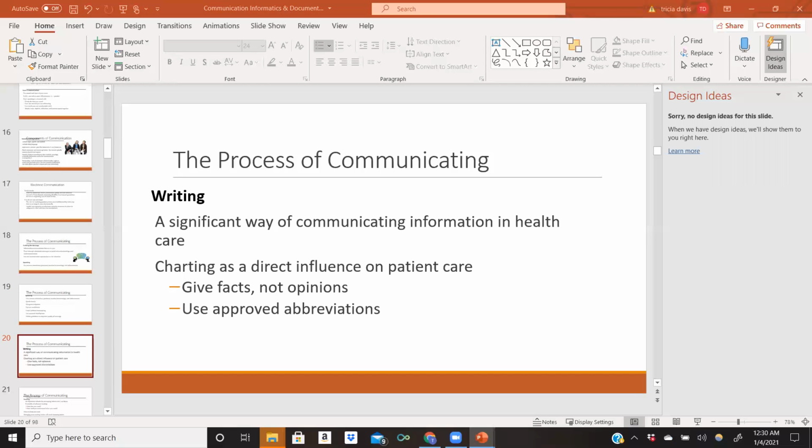You have writing, which is a significant way of communicating information in healthcare. So we chart every day on our patients. Charting has a direct influence on patient care. You want to think about things that you're charting. So when you chart, you want to give the facts. You never want to include your opinion.